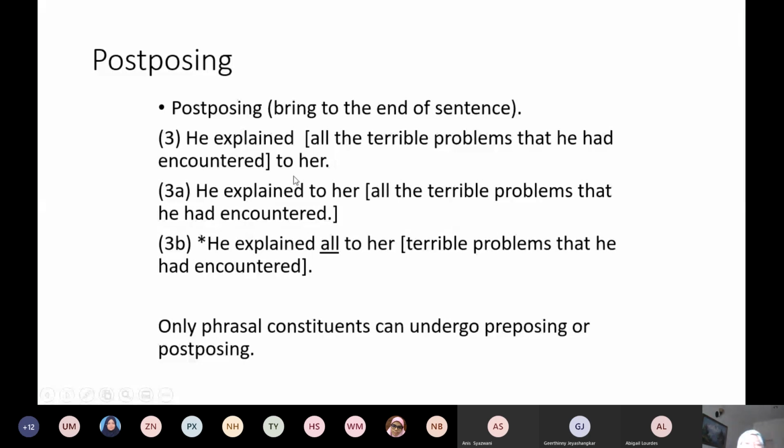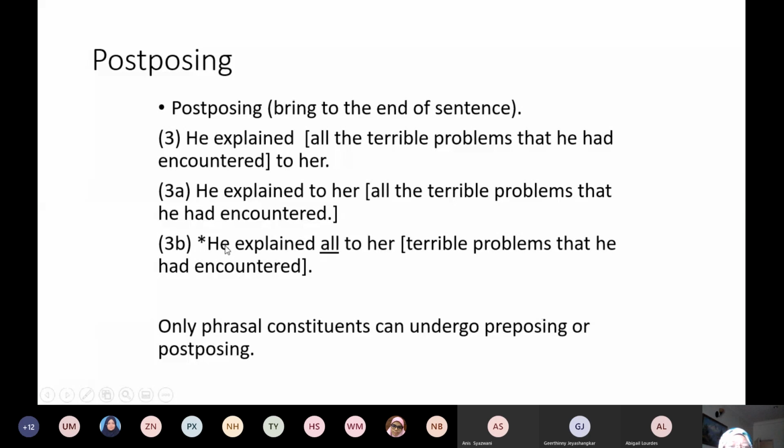Notice that to her in the original sentence is the end of the sentence. But 3A results when you bring all the terrible problems to the back after to her. So it becomes the sentence, he explains to her all the terrible problems that he had encountered. Grammatical, acceptable.